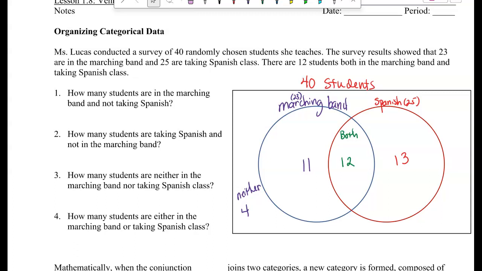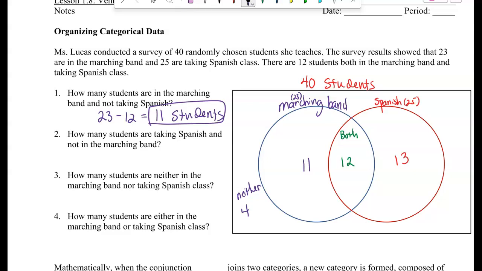How did you get there? Oh, we literally could just go 23 minus 12, and we got what? And guys, what must we do? Label. Perfect. Great job. Okay, how many students are taking Spanish and not marching band?